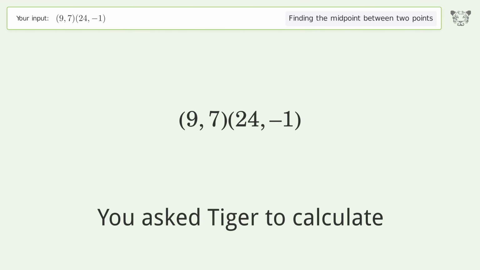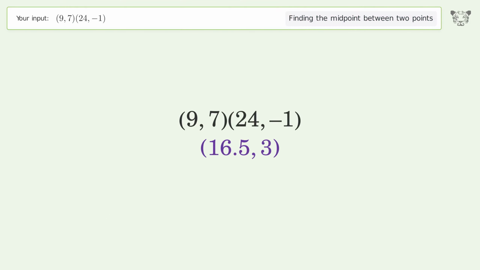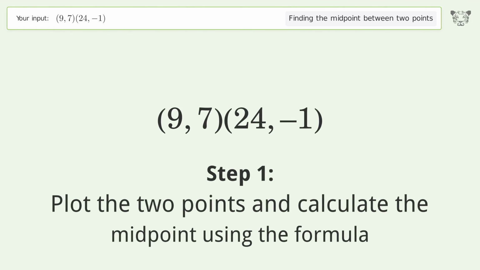You ask Tiger to calculate. This deals with finding the midpoint between 2 points. The midpoint between the 2 points is 16.53. Let's solve it step by step. Plot the 2 points and calculate the midpoint using the formula.